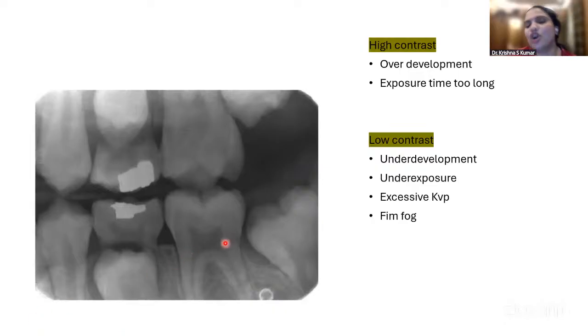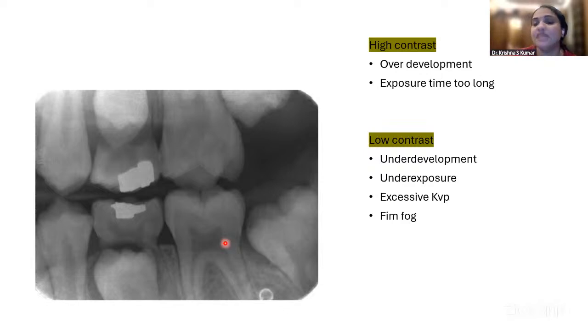So, contrast. Contrast is the difference in densities between adjacent areas. For optimal viewing, we need contrast in the mid-range, between high contrast and low contrast. In high contrast, the shades of grayscale are very short, whereas in low contrast you have a wide grayscale. If the film is very dark, it will be high contrast. If the film has very little exposure or less development, it will be low contrast.